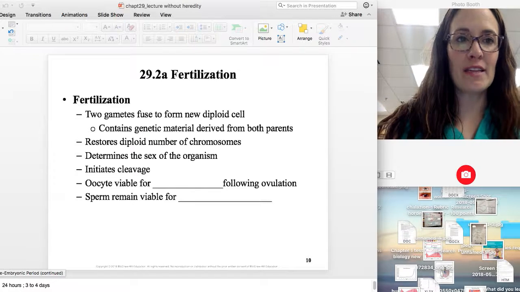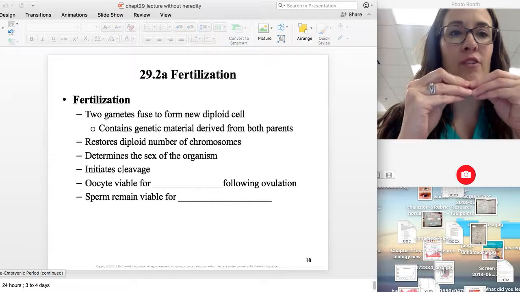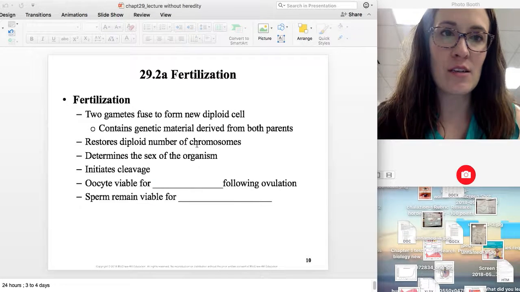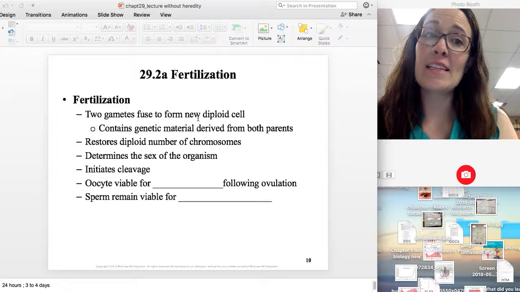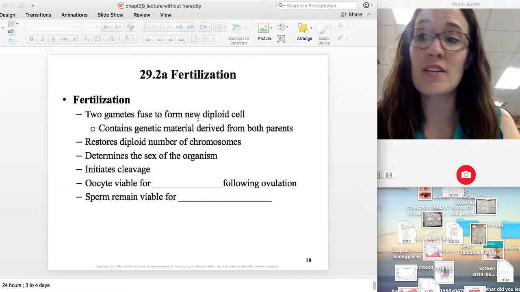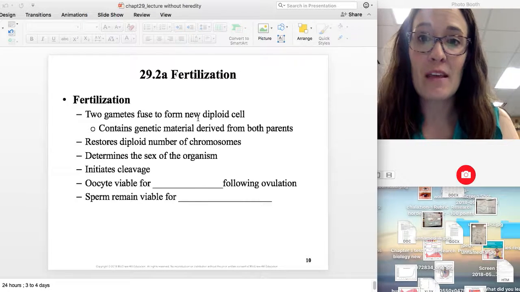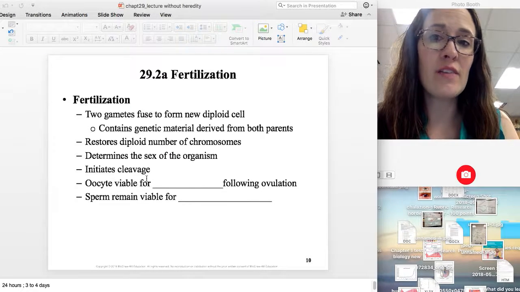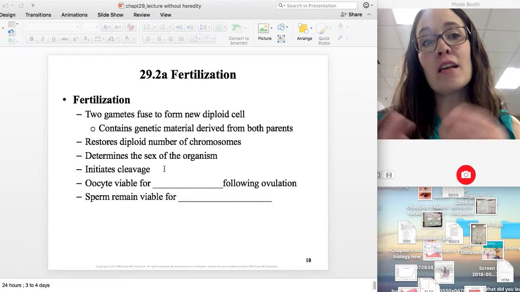Fertilization. Like I said, 2 gametes, so sperm and egg, come together to form a diploid cell. Remember, diploid means 46 chromosomes. And it contains exactly half of the genetics of each parent. At fertilization, sex is determined, and it initiates cleavage. Cleavage is a series of cellular divisions.